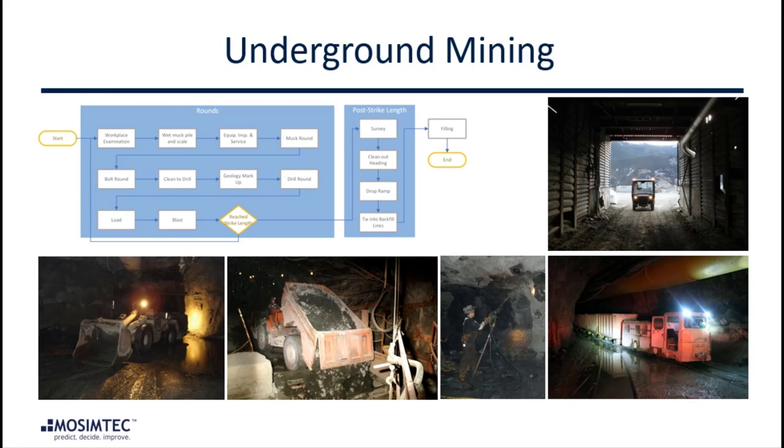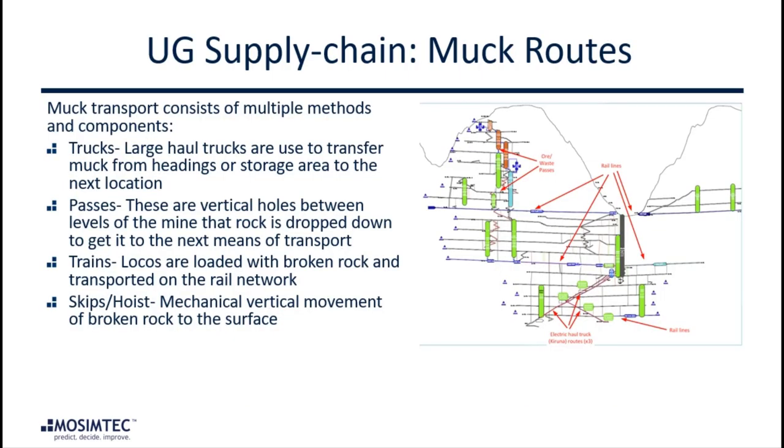In these pictures, you can see some of the equipment that is used in our operation, including muckers, haul trucks, jack legs, which are used to drill into the rock, underground trains, and side-by-sides, which are used for transport. One of the components that we modeled was the Muck haul system.